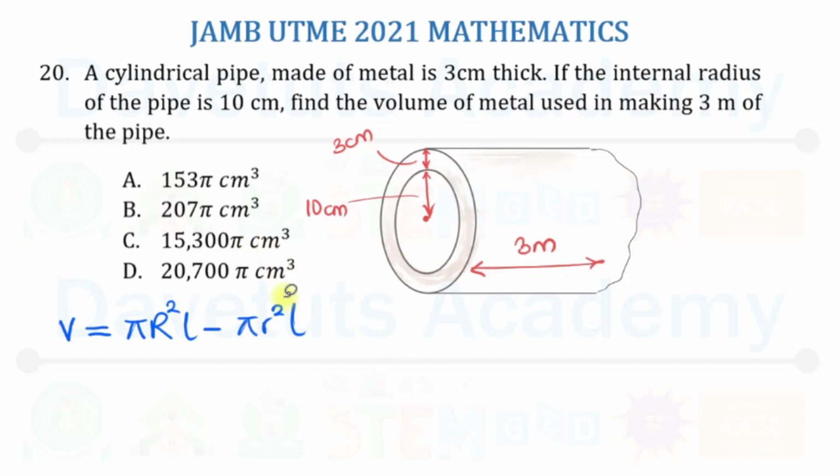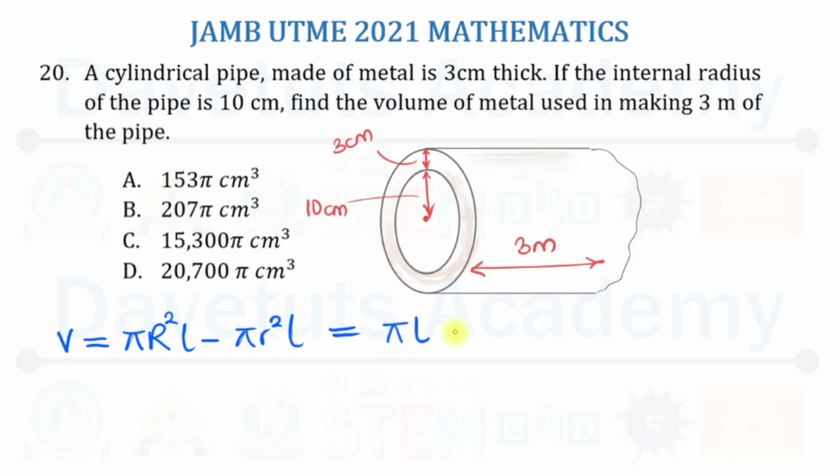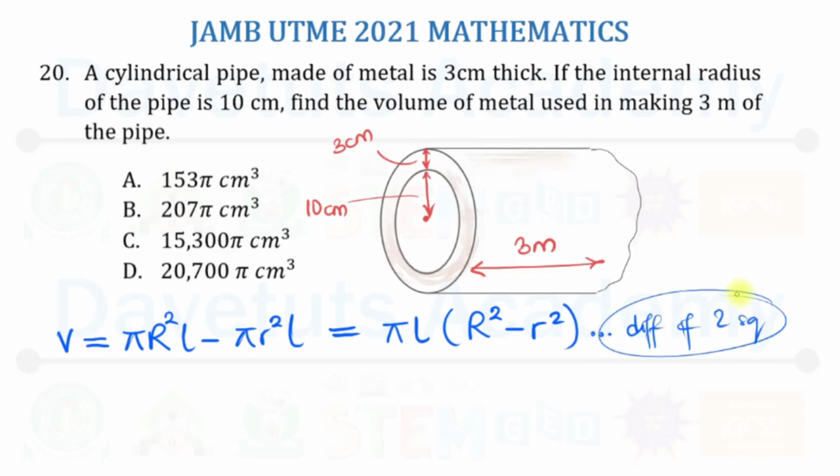Now, if you observe it, you see that here you have pi and L common to those two equations. Then we have R squared minus r squared, and this is quite interesting. This is actually a difference of 2 squares. You do well to note that, because it will help you to solve your question directly and on the go. So what is your capital R?